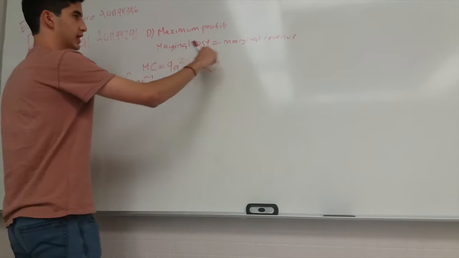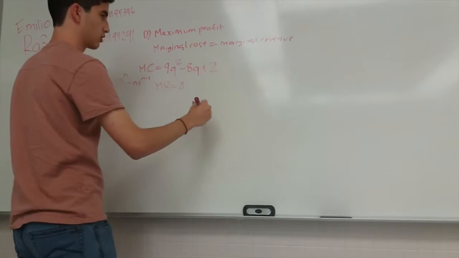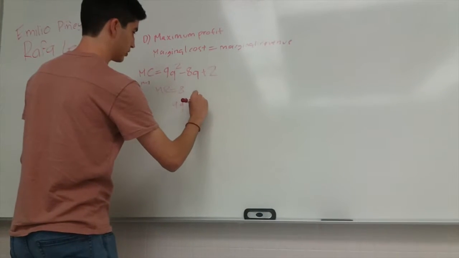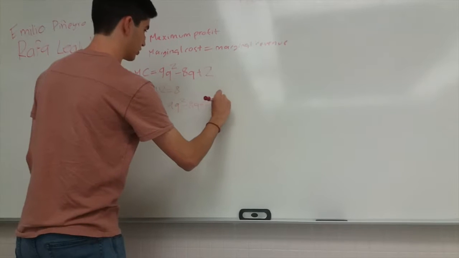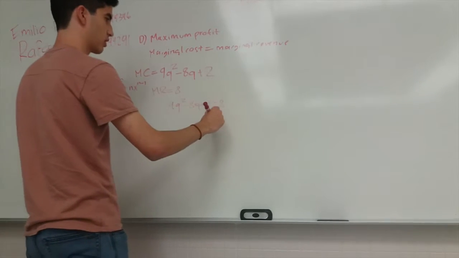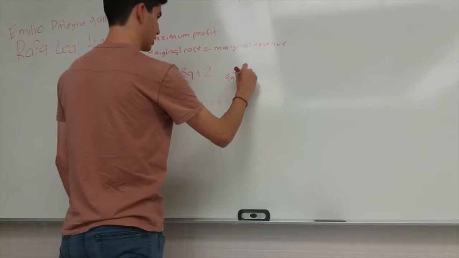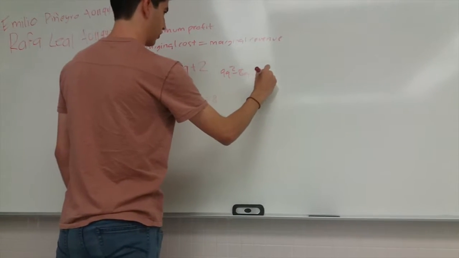So now these two have to be equal. So we go ahead and write 9Q squared minus 8Q plus 2 equals 8, and we solve the equation and we get 9Q squared minus 8Q minus 6.